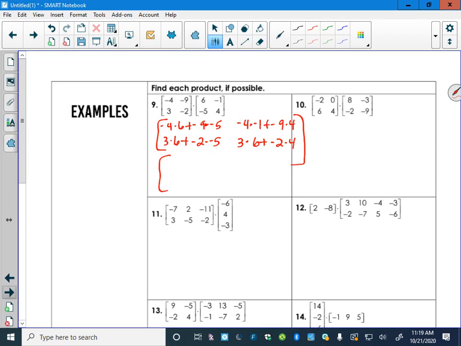You go through, you punch those in the calculator, do them in your head, whichever you prefer. Combine like terms. So the first entry is going to be 21, because that's -24 plus 45. Right here, that's going to be 4 plus -36, which is -32. That's going to be 18 plus 10, which is 28. And that's 18 plus -8, which is -10.